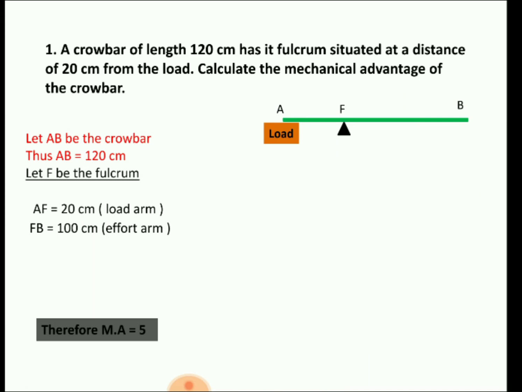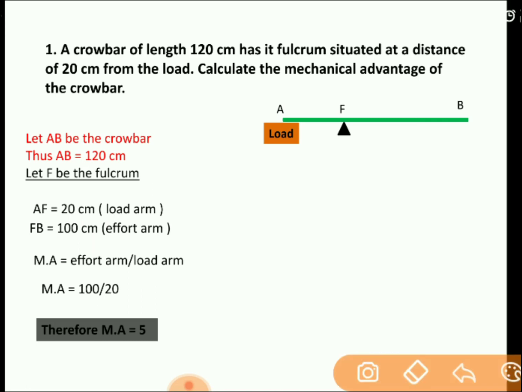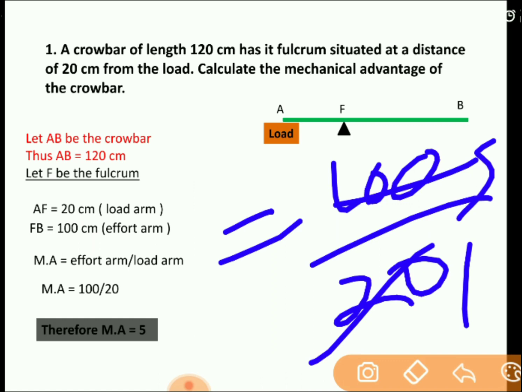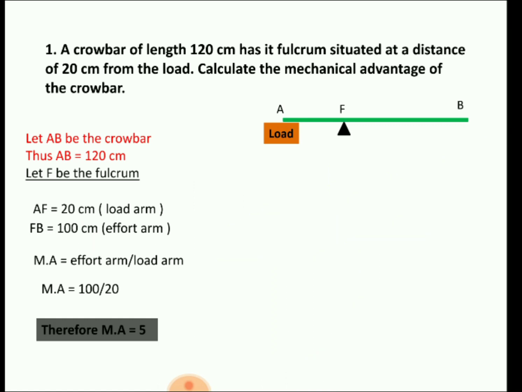Now the formula for mechanical advantage is effort arm by load arm. Put the value of effort arm 100, load arm is 20, therefore mechanical advantage equals 5. That is, effort arm by load arm, 100 by 20, so mechanical advantage is 5. Alright, this was the easiest one. Now let us move to our next topic.